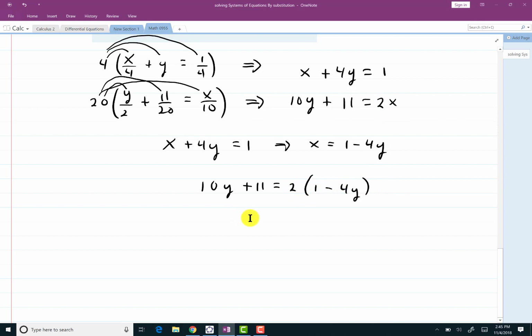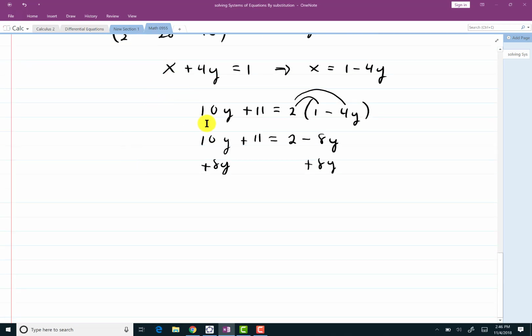Now let me go ahead and solve this as I normally would any equation. I will do nothing to the left side until I've simplified the right, so I will do a distributive property here, and I'll get 2 minus 8y. And now the game is like normal. I'm going to try to get y by itself, so I will add 8y to both sides. And then I will have 18y plus 11 equals 2.